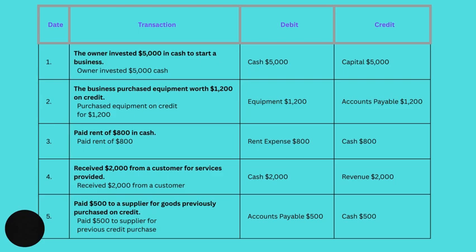This transaction shows us how acquiring assets can affect our liabilities. We debit the equipment and credit accounts payable, which indicates we owe money for this purchase. Then we see the payment of $800 in cash for our rent. Here we are reducing our cash and recognizing rent expense. This reflects the operational cost that every business must manage.